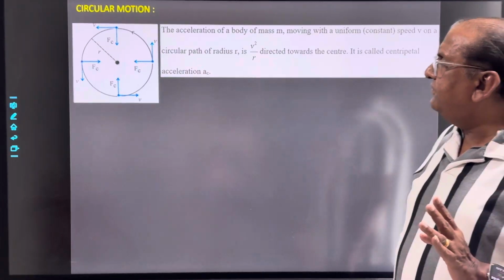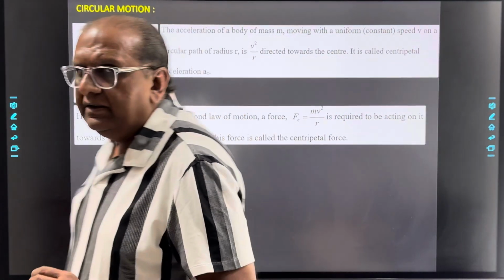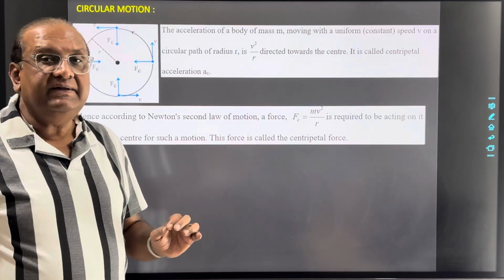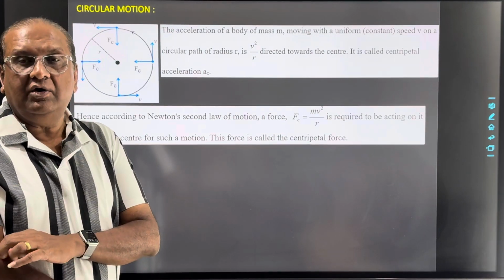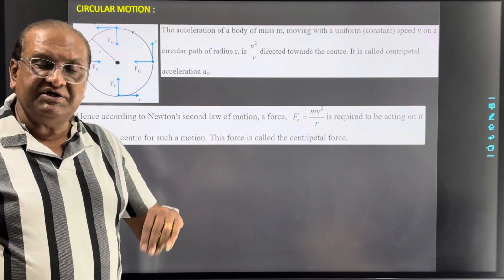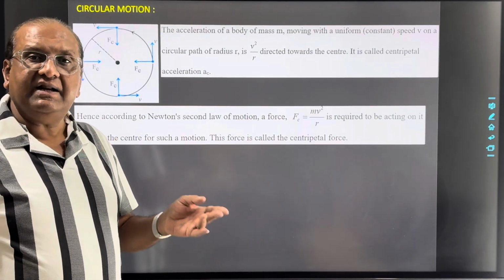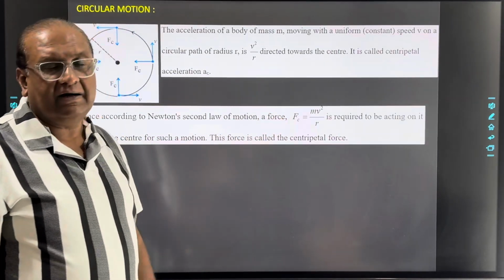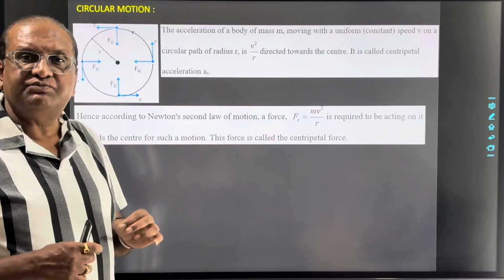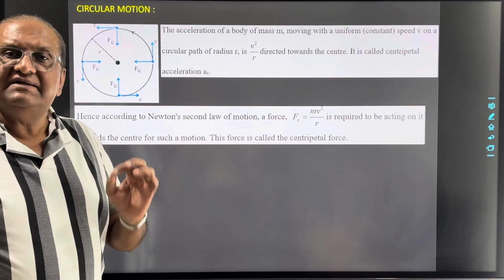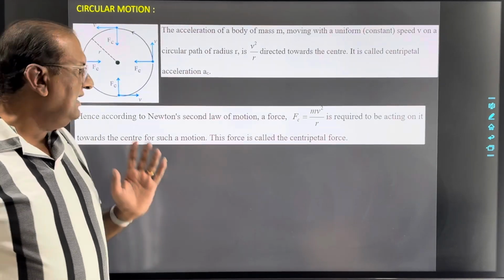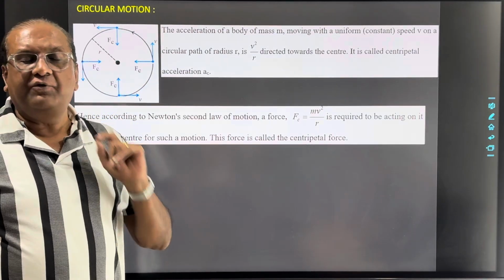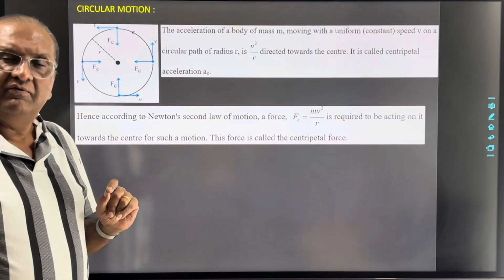Now if for any object we want to sustain the circular motion, then as per Newton's second law of motion, we must provide the centripetal force that is equal to mv square by r. So if this much force is provided to the object, then its circular motion will be sustained, okay? And this force should be towards the center, therefore it is known as a centripetal force.